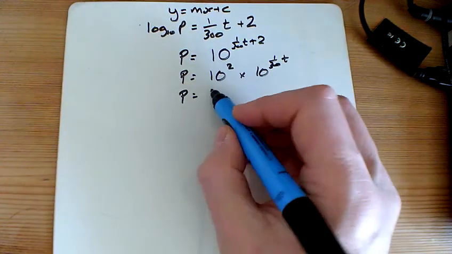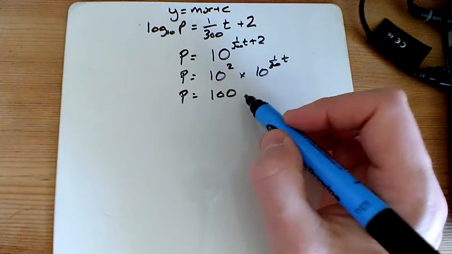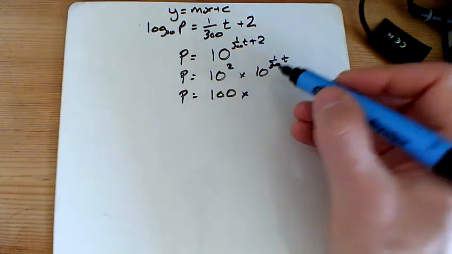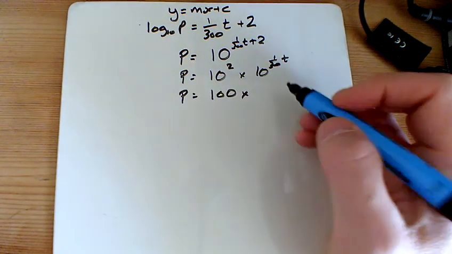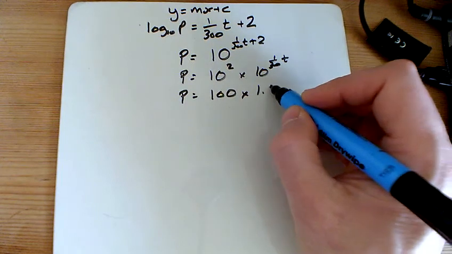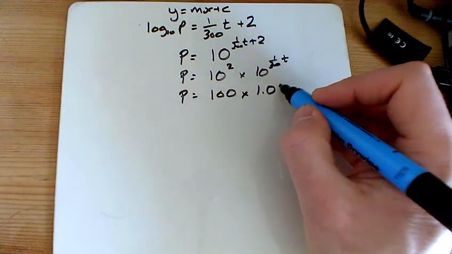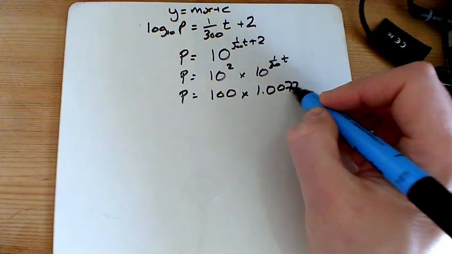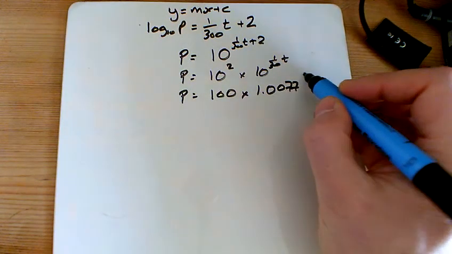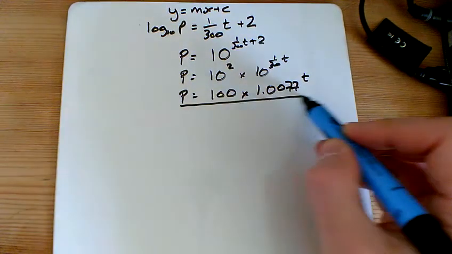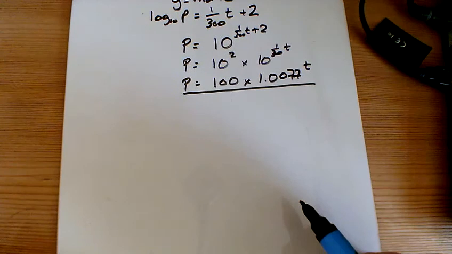Of course, 10 to the power of 2 is 100, and 10 to the power of 1 over 300, we'll have to work that out, works out to be 1.0077 to the power of t. And so here's our formula there.